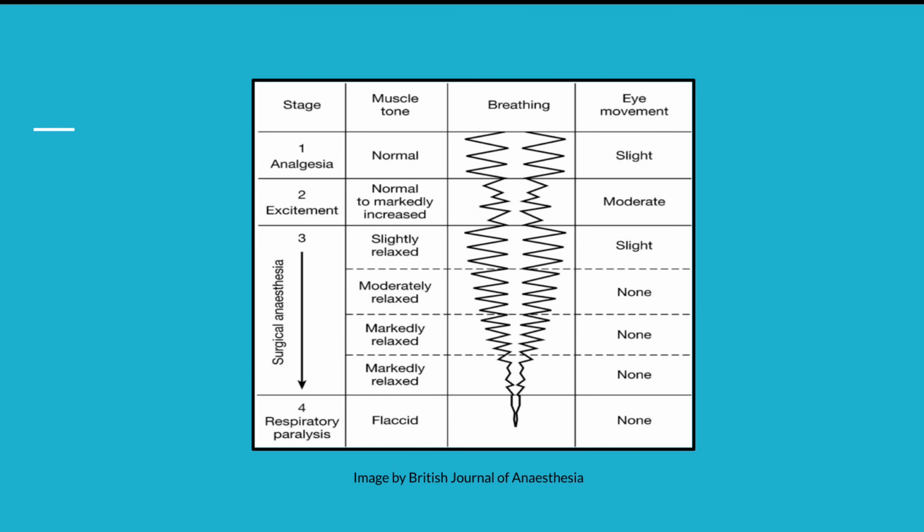Moving on to stage 3, it is where surgical anesthesia occurs, with 4 planes or levels describing the increasing depth of anesthesia until breathing becomes weak. Stage 4 is marked by respiratory paralysis and death. Other signs include pupil size, but newer anesthetics and balanced anesthesia have rendered some of these signs less reliable.